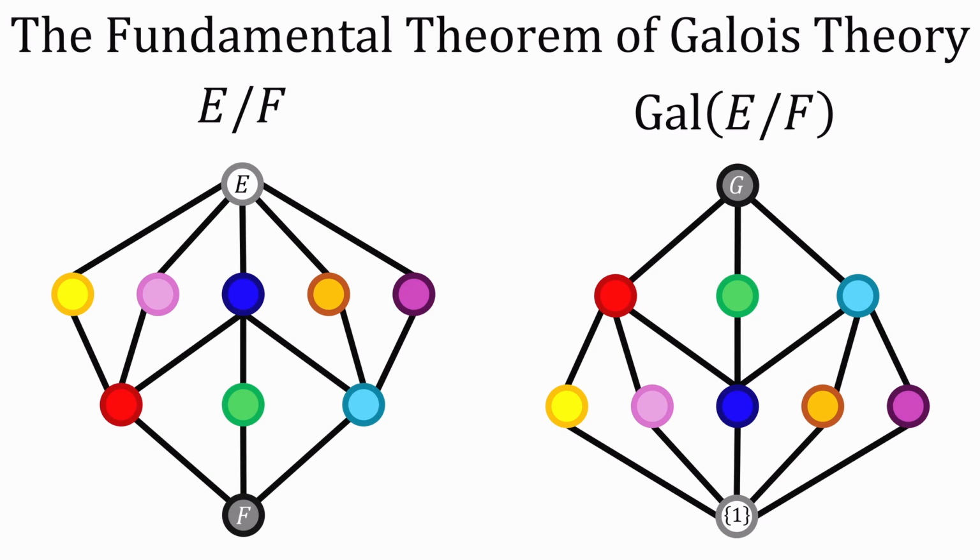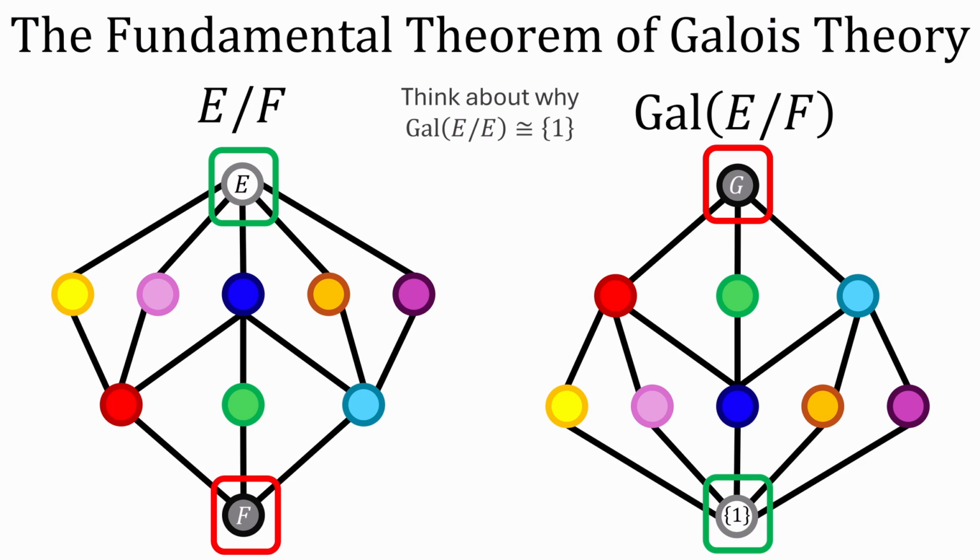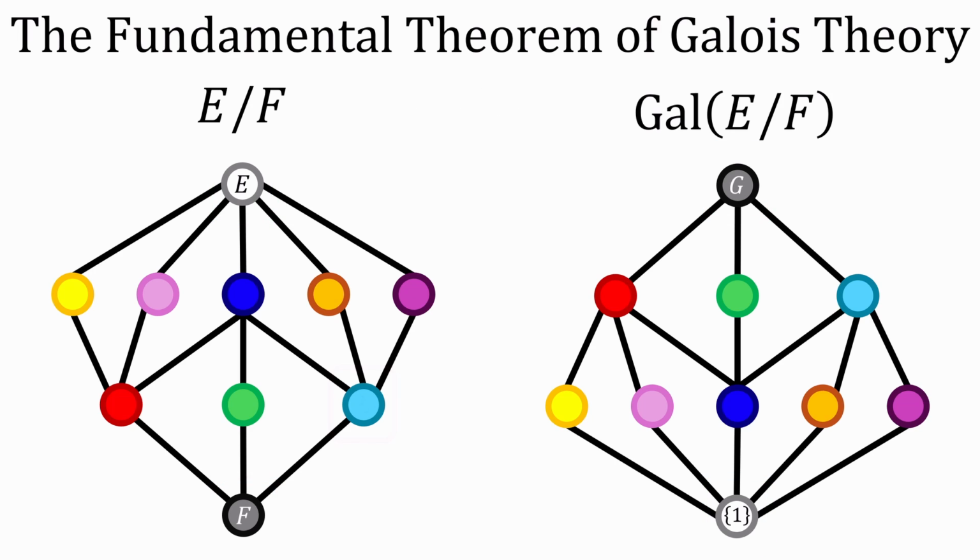The idea is to create some kind of correspondence between the fields on the left and the groups on the right. We also need to create a correspondence between the lines in these diagrams. First, we clearly want a correspondence between F and the Galois group of E over F, and a correspondence between E and the trivial group, which is just the Galois group of E over E. This suggests that if I take some field L in the left diagram, it should correspond to the Galois group of E over L in the right diagram.